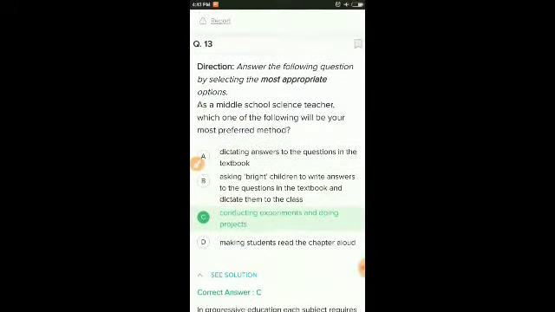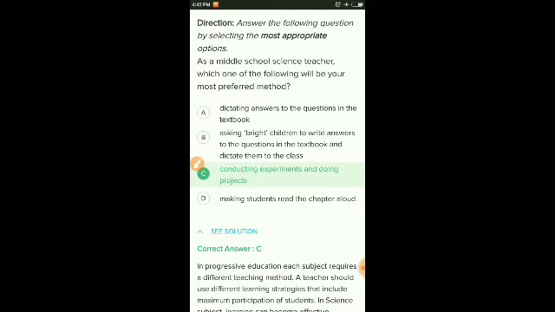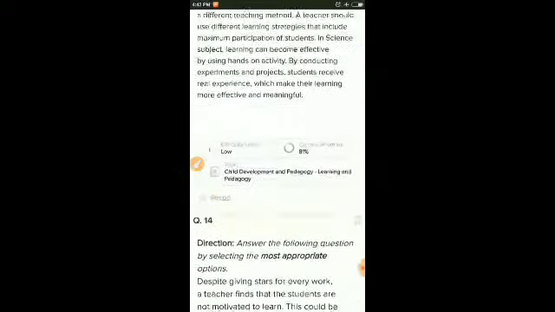Question number 13. As a middle school science teacher, which one of the following will be your most preferred method? So which one of the following will be your most preferred method if you are a middle school science teacher? Number C is the correct answer. Conducting experiments and doing projects. So experiment along with different projects. Merely teaching in the class on the blackboard is not enough for a science teacher, and the students cannot learn properly and they will not be able to understand all the practical things. That's why experiments and projects are very, very much necessary.